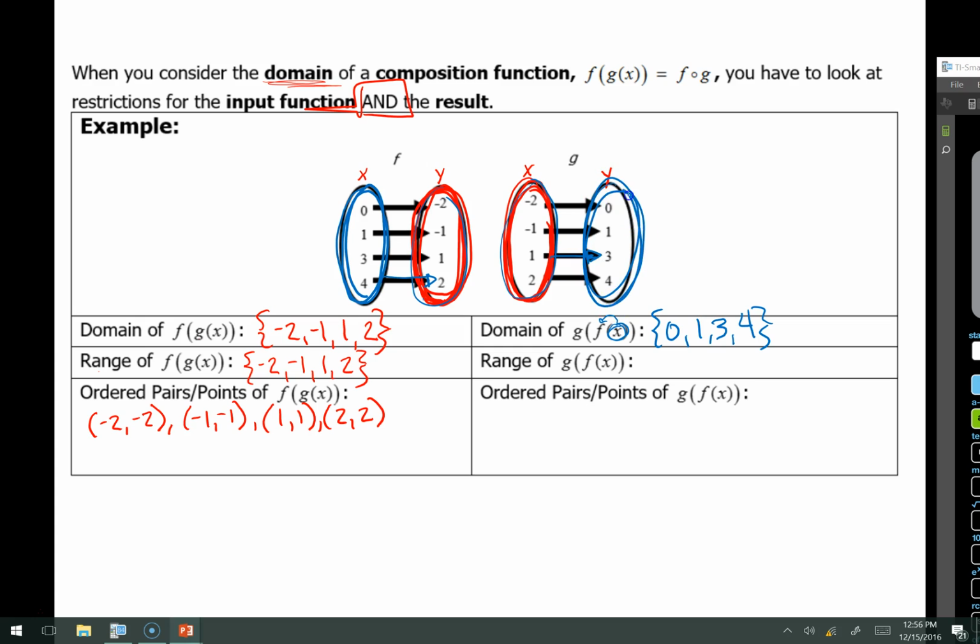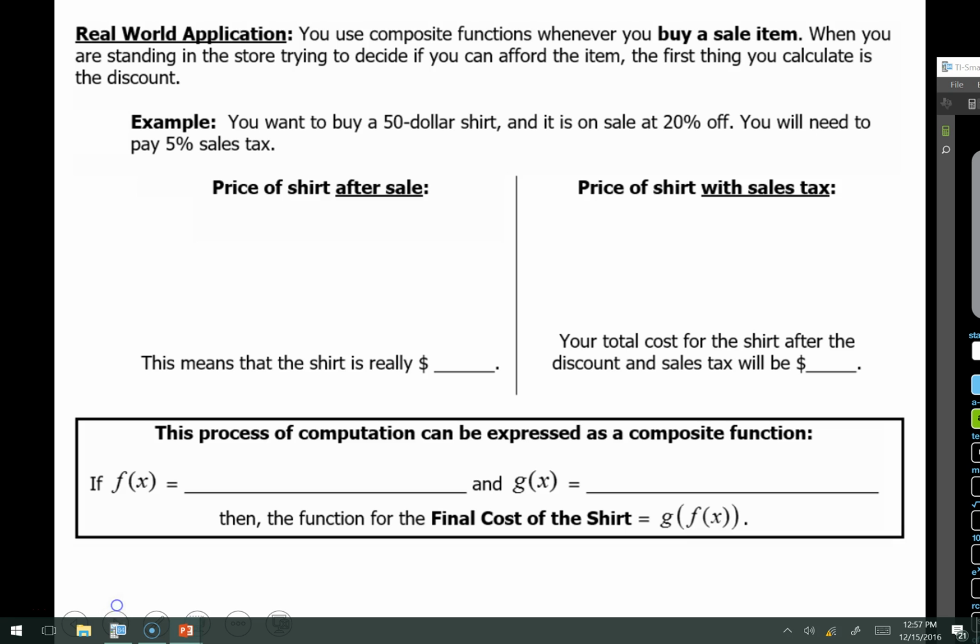These are my final result in that composition. So the range is 0, 1, 3, 4. The ordered pairs are again 0, 0, 1, 1, 3, 3, and 4, 4. So again, this is a very special type of composition. It's not always going to work out this way, and that's why domain and range are going to be something that we look at often in the future.